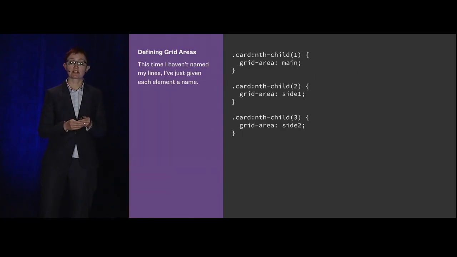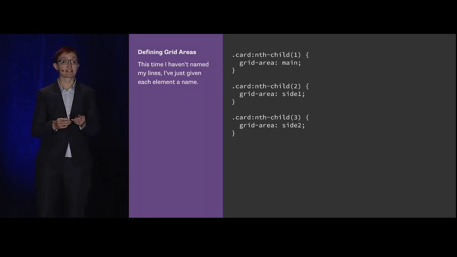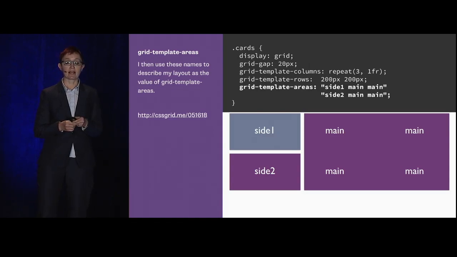Because you can create those named areas explicitly. We can say, I'm going to call the first card main, and the second card side 1, and the third card side 2, for example. And then we just lay them out like this, as the value of the grid template areas property, laying them out in this ASCII art manner.